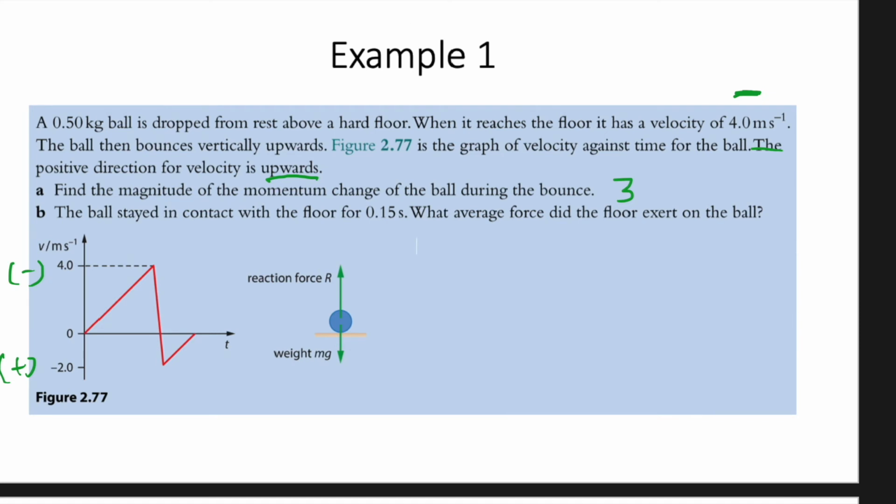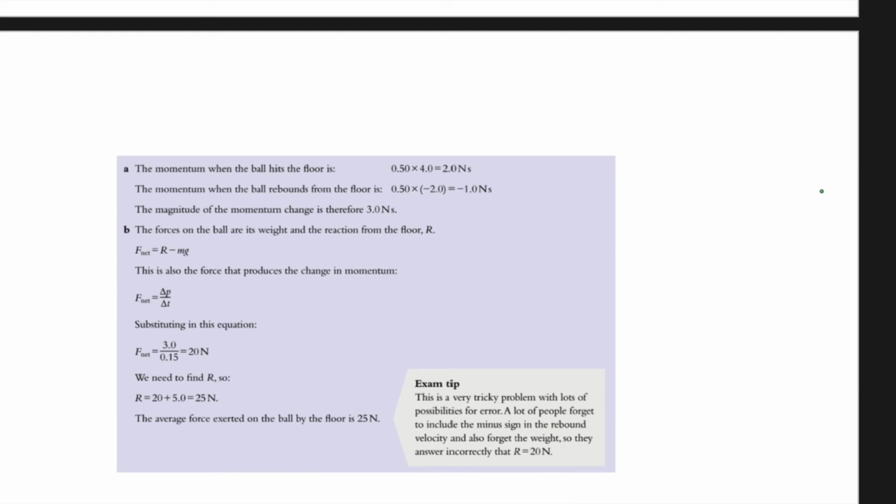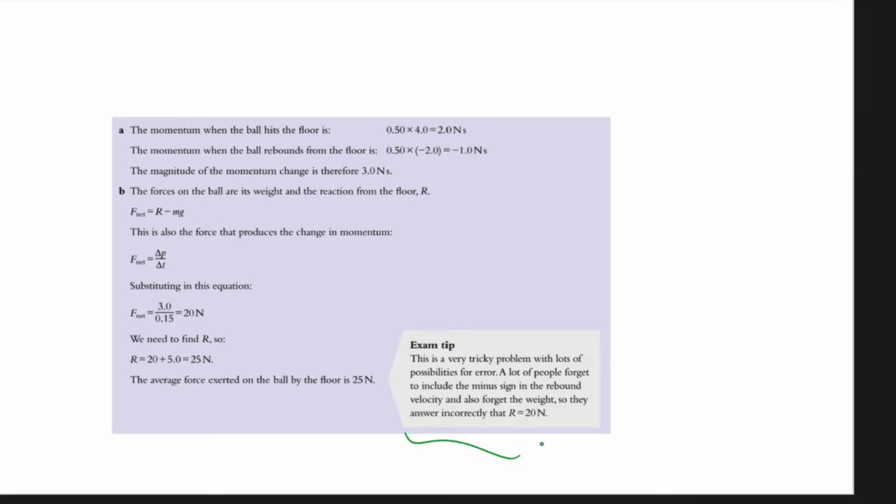Part B asks us to find the average force exerted on the ball, given a time of 0.15 seconds. So we know average force is equal to change in momentum over change in time, which is equal to 3 newton seconds over 0.15 seconds. So it's equal to 20 newtons. So this is the answer. This is the solution from the textbook, which gives us an exam tip. Yeah, you can just read the PowerPoint.